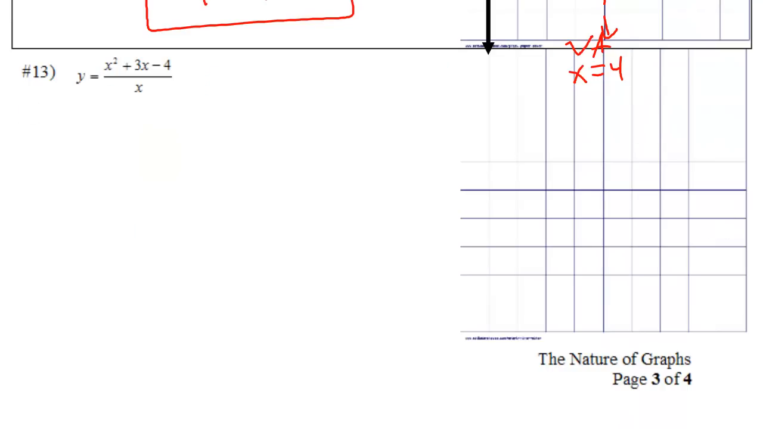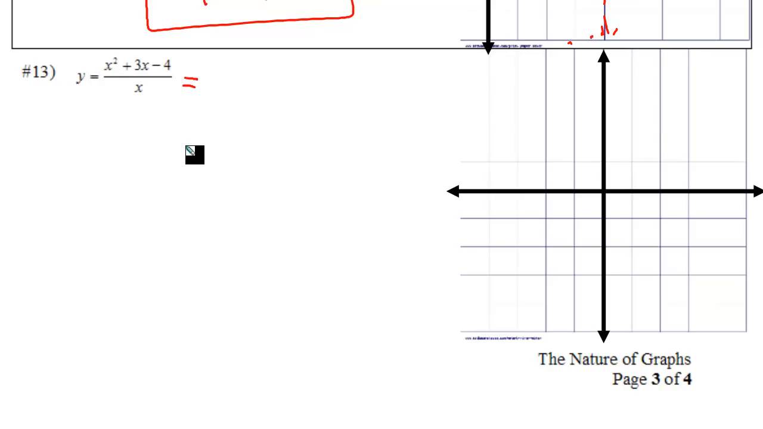Number 13. Put on my axes. Does the top factor? Why, sir, hope so. Two numbers that multiply to get -4 and add to get 3. How about an x plus 4 and an x minus 1? Denominator doesn't factor. Nothing cancels. This does not resemble a parent graph. So we're going to have to use a calculator.